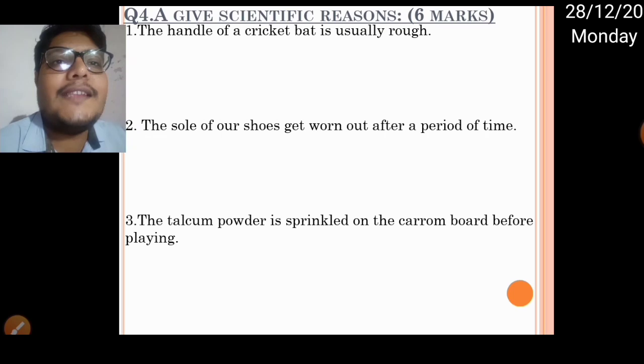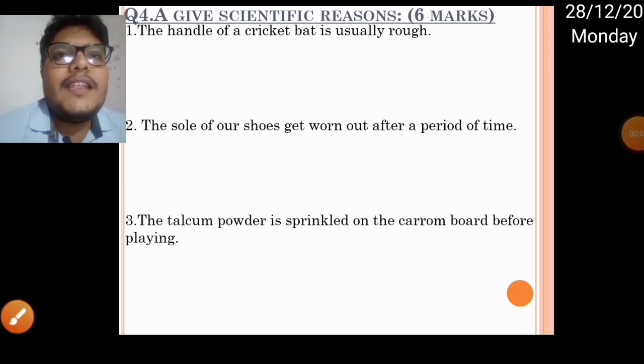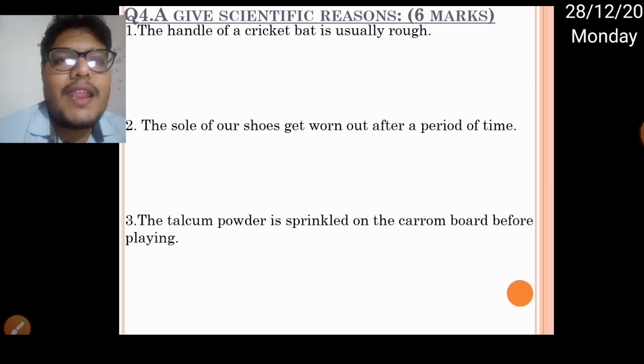Okay, let's see next. Now let's see question number 4, that is, give scientific reasons. It is of 6 marks, right? See the first one. The handle of a cricket bat is usually rough. So why are we keeping it rough? To get a better grip on the bat handle, right?